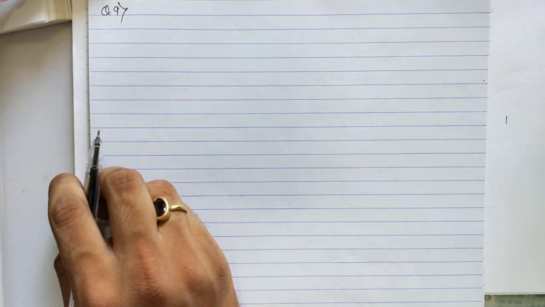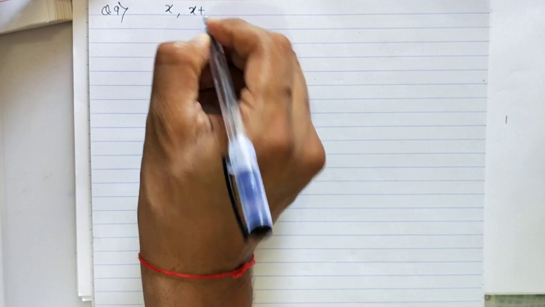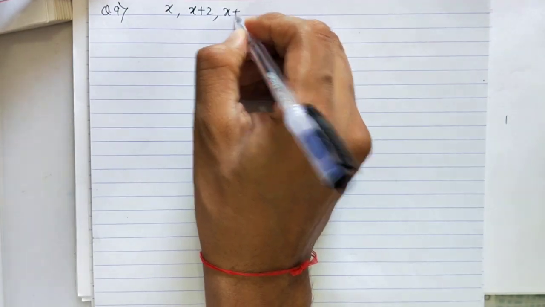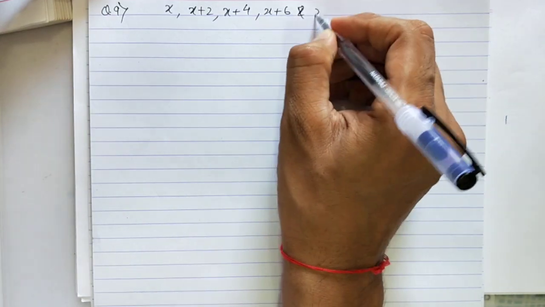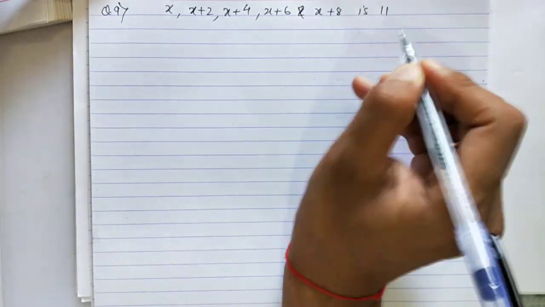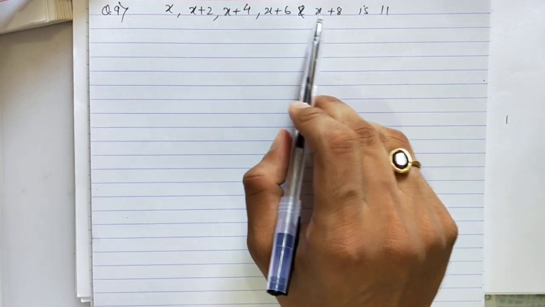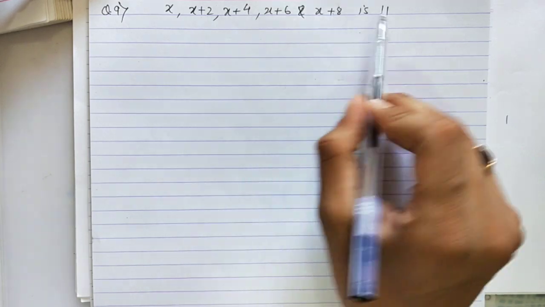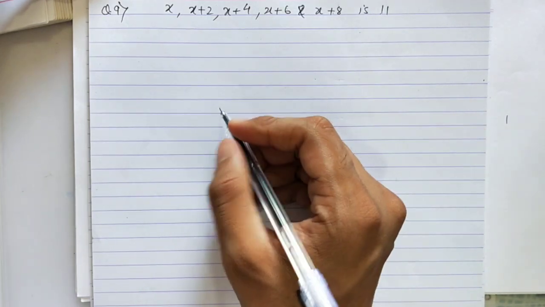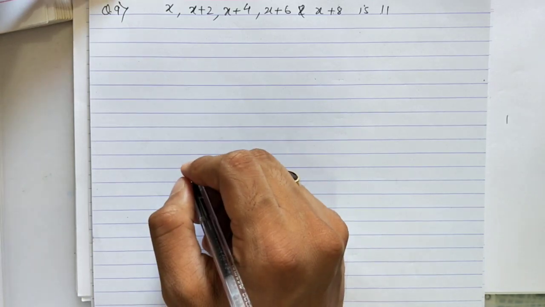Ninth, the mean of observations x, x plus 2, x plus 4, x plus 6 and x plus 8 is 11. These are 5 numbers and their mean is 11. They are asking us to find the value of x.